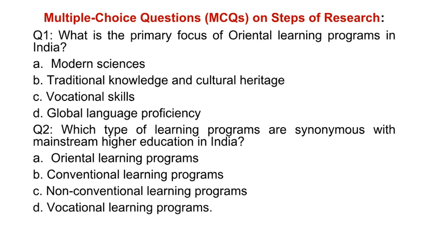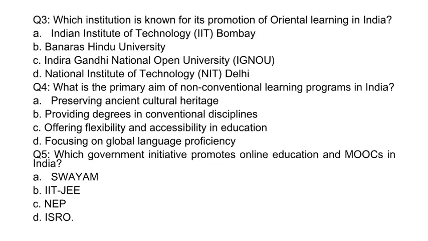Question 2 is, which type of learning programs are synonymous with mainstream higher education in India? A. Oriental learning programs. B. Conventional learning programs. C. Non-conventional learning programs. D. Vocational learning programs. Correct answer is B. Conventional learning programs.